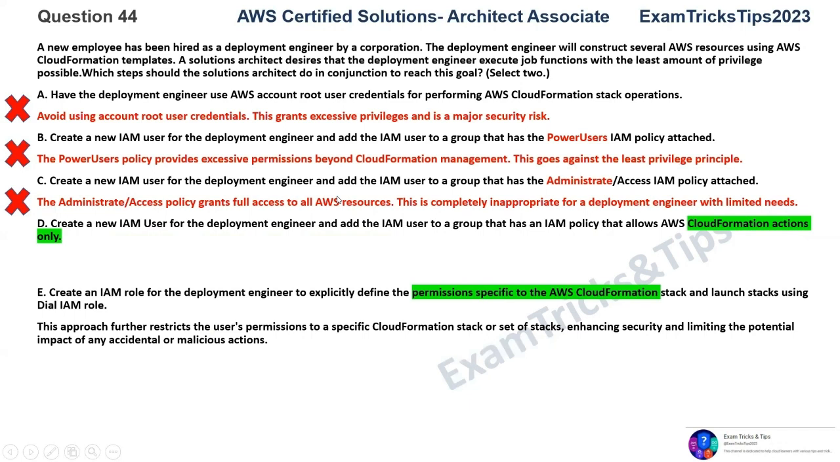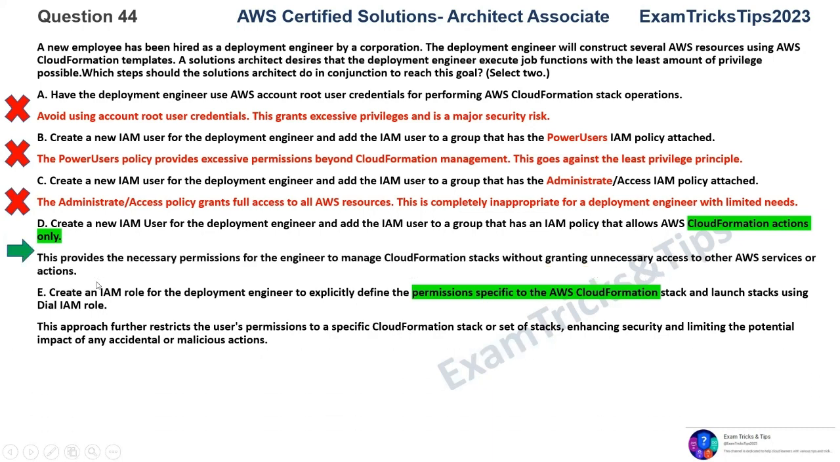Give only necessary permissions to the user. And that has left us with only two options here. Option D says, add user to a group that has an IAM policy that allows AWS CloudFormation actions only. Now, this is what exactly the user is supposed to do. He needs to be having access to CloudFormation actions. So option D gives him that particular access. So that's a correct answer.